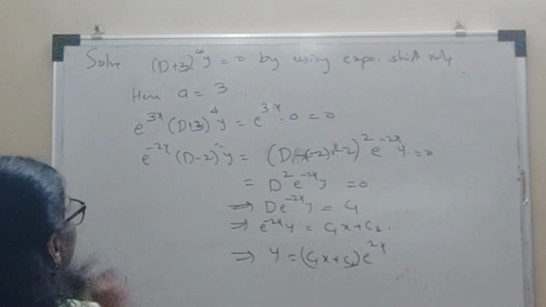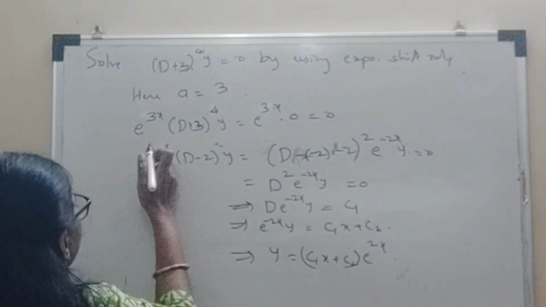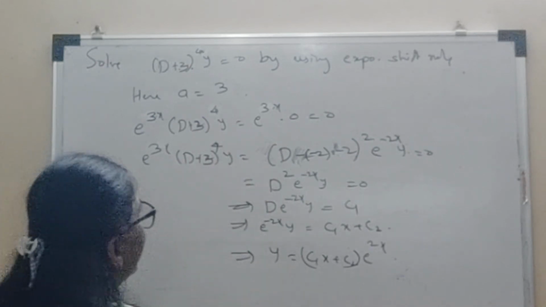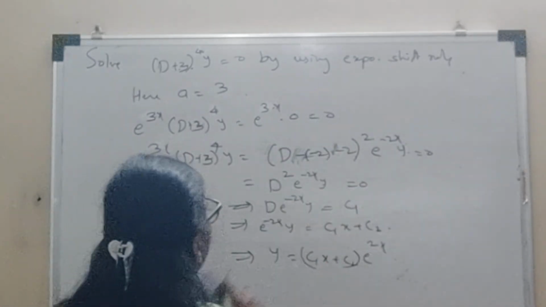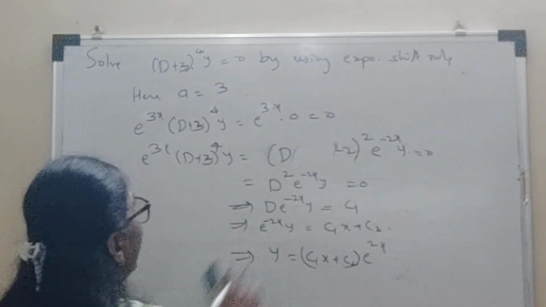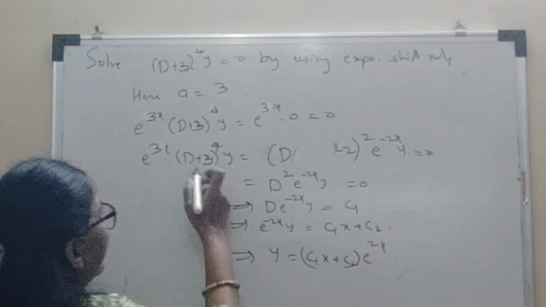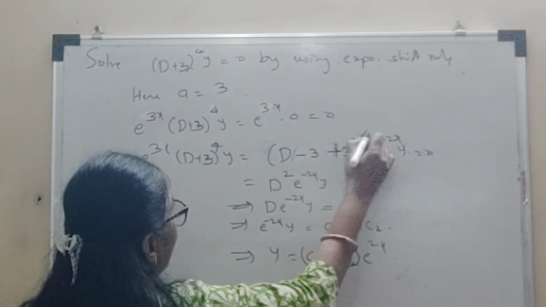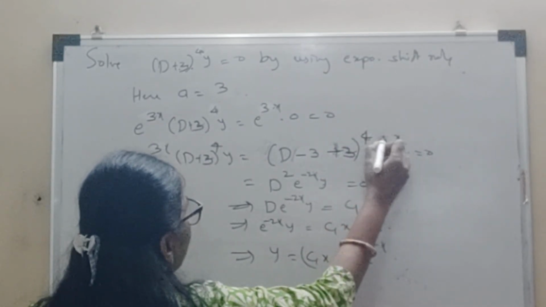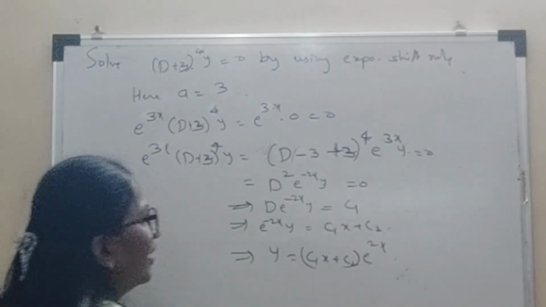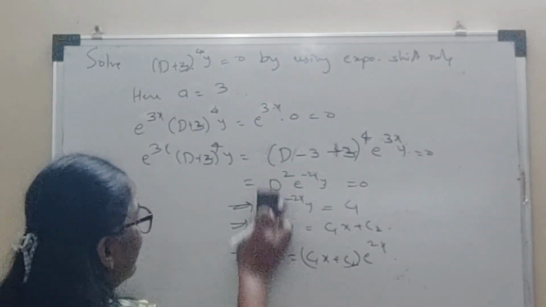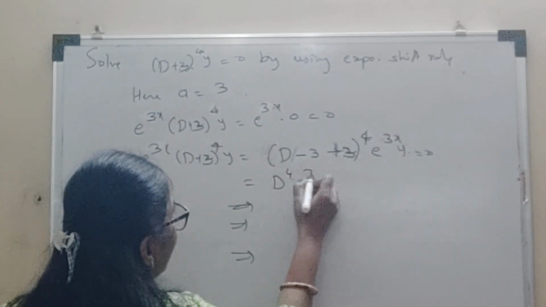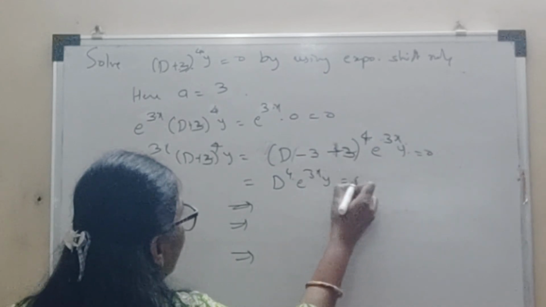So what we get from this one? Yes, e raised to 3x into (D plus 3) raised to 4 operates on y is equal to, now I will replace here this D by D minus a. So that is (D minus 3 plus 3) whole bracket raised to 4 into e raised to 3x operates on y is equal to 0. So simplify it. That gives us D raised to 4 into e raised to 3x y is equal to 0.